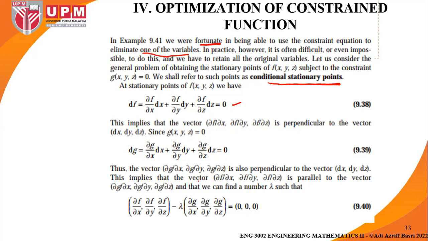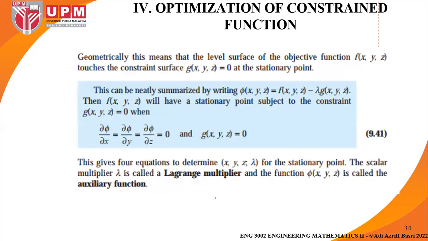This implies that the vector of del f is parallel to del g, which we can find by searching for lambda. So you have del f of x, y, z minus lambda del g equals 0, 0, 0. Okay. So geometrically, this means that the level surface of the objective function f of x, y, and z touches the constraint surface of g of x, y, and z equal to 0 at the stationary points.